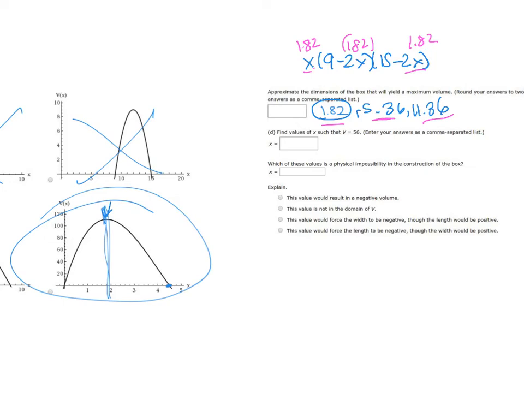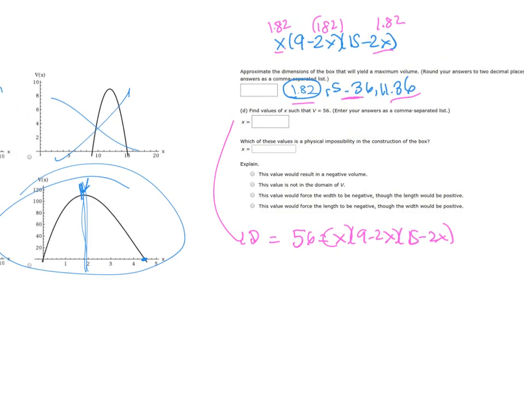Find values of x such that V is equal to 56. So what you're going to do is set that up. For letter D, you do 56 equals x times 9 minus 2x times 15 minus 2x. You're going to multiply that all the way through, and you have to set it equal to 0. When you do that, this is 4x cubed minus 48x squared plus 135x minus 56.